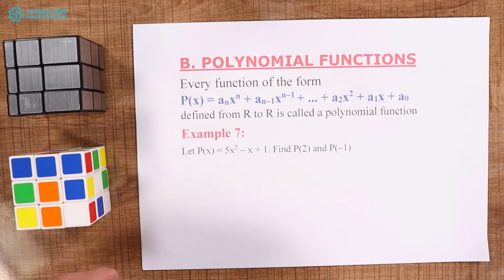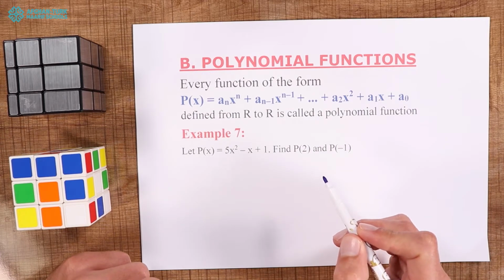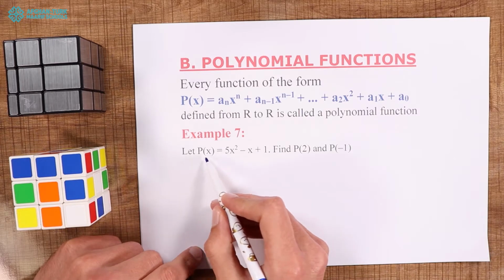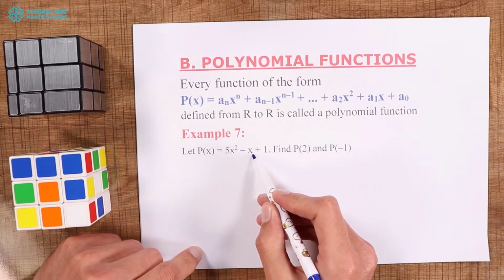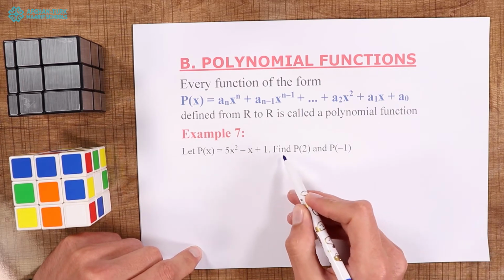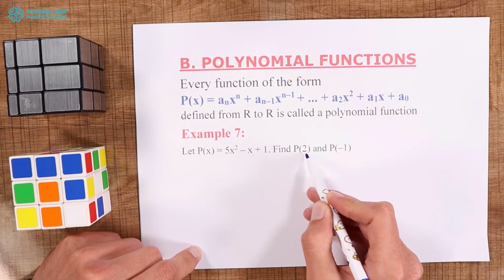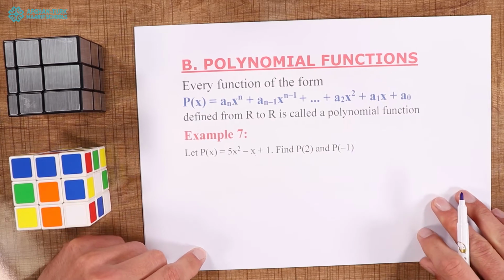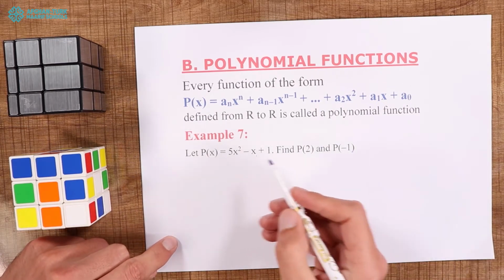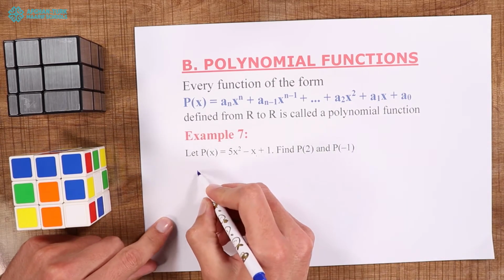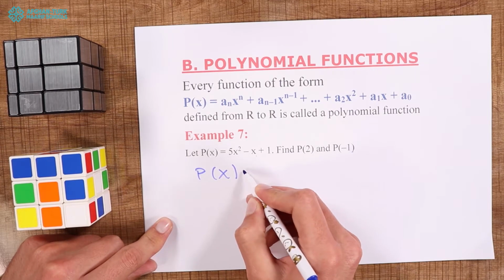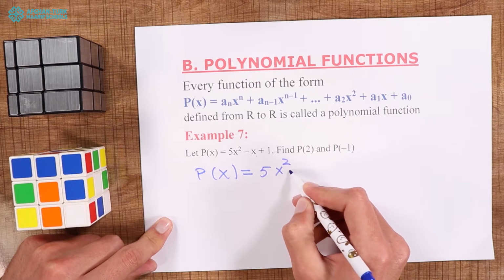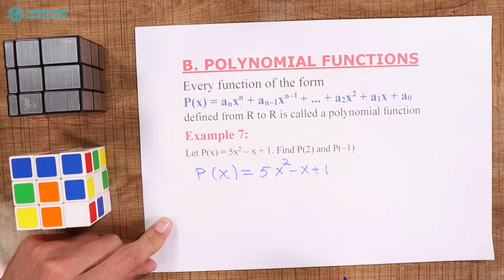Just here we will study how to place a value, or how to enter data, in a polynomial. For example, if we have p(x) = 5x^2 - x + 1, we are going to find p(2) and also p(-1). So how will we find it? Let me write here: p(x) = 5x^2 - x + 1.